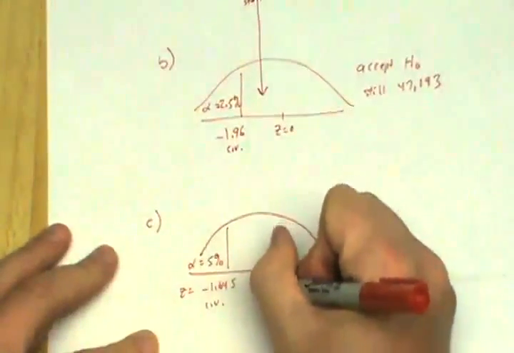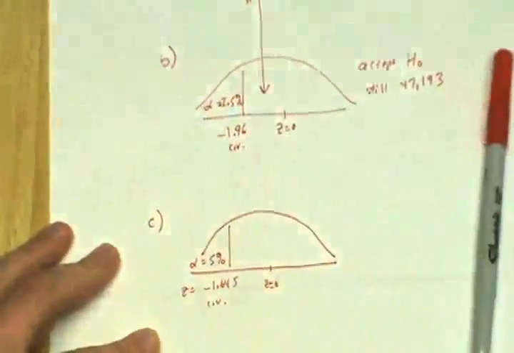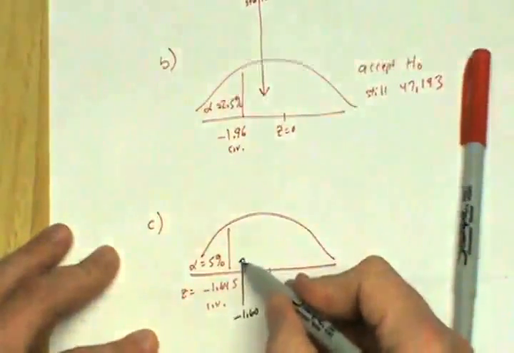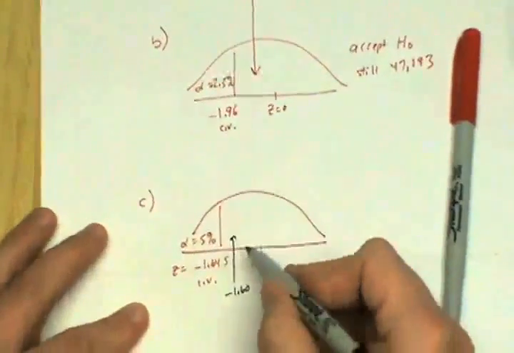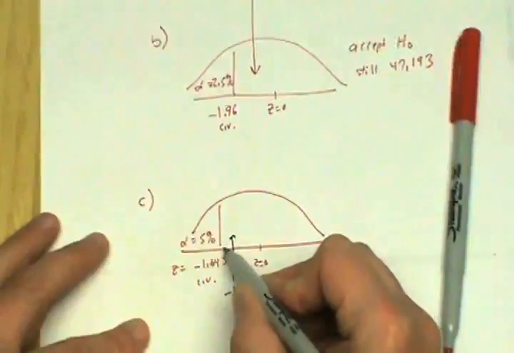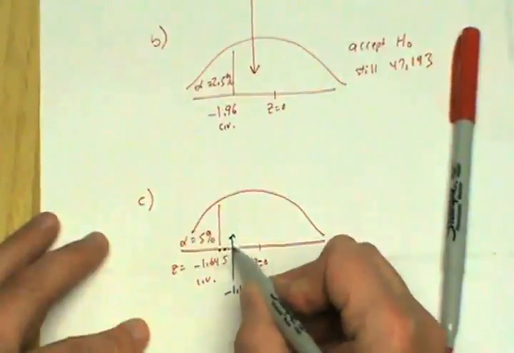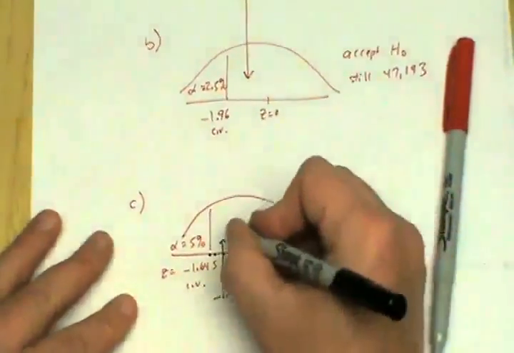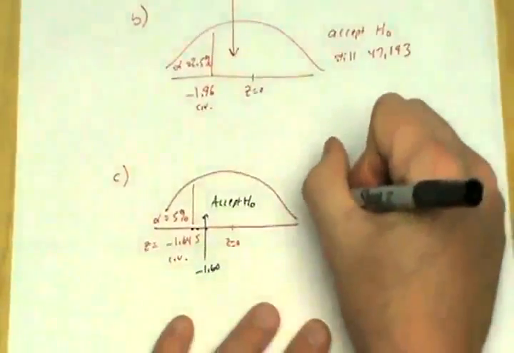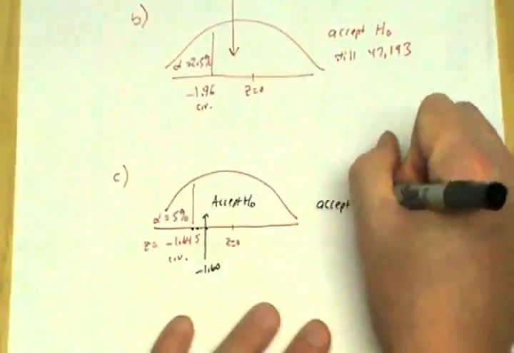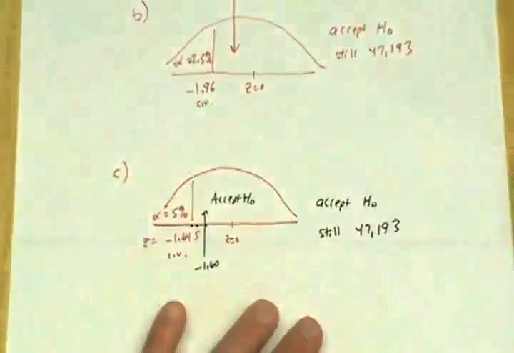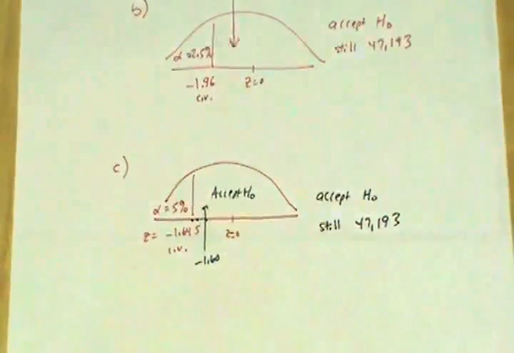Well, pretty close, but negative 1.60 still lies a little shy, but very, very close though, because there's negative 1.60, then negative 1.61, 1.62, 1.63, and then negative 1.64. So you're to the right of the test statistic. So that's in the accept H0. And so for this one also, we would say we accept H0, and we are still 47,193. So we're still around the national average, those in Syracuse.